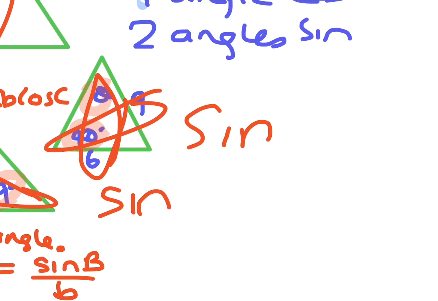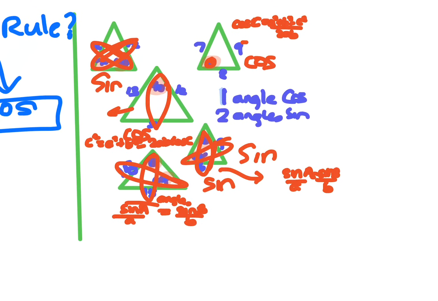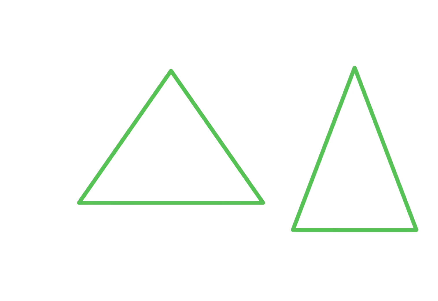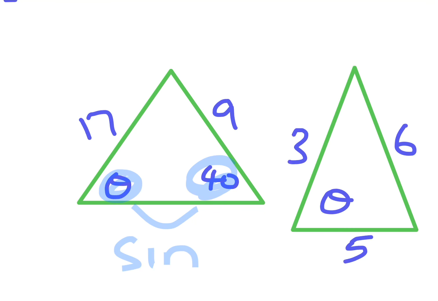All right, and this one here is the same. Sine A on A equals sine B on B. So, once again, two angles is sine and one angle is cos. So if that was 47, 9 and 17, and this was 5, 3, 6. Then the first one here has two angles, which means it must be sine. And this one has one angle, so it must be cos.